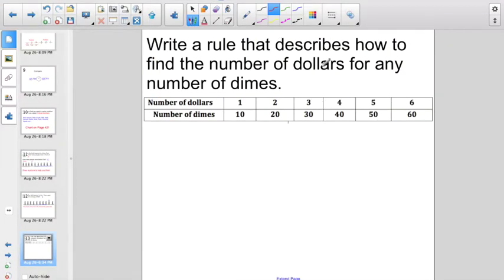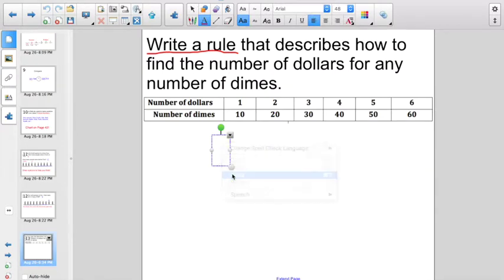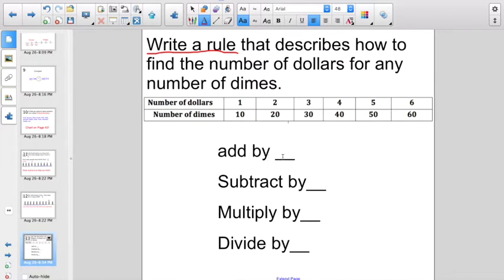Okay, last thing, I want to talk about these types of problems because we're still having some people struggling with them, and they're not going away for a while. Anytime it asks us to write a rule, what they are talking about is either add by blank, or subtract by blank, or multiply by blank, or divide by blank. If it's asking you to state a rule, it's either add, subtract, multiply, or divide. And you've got to figure out what way the numbers are going.